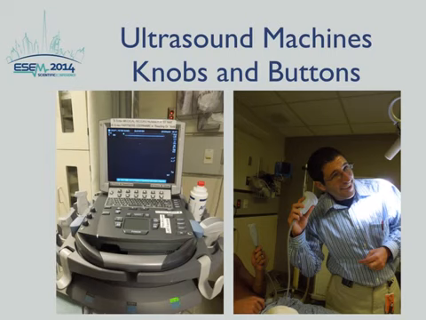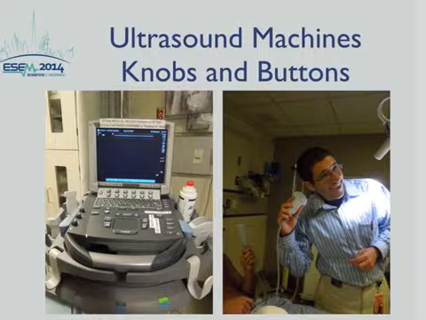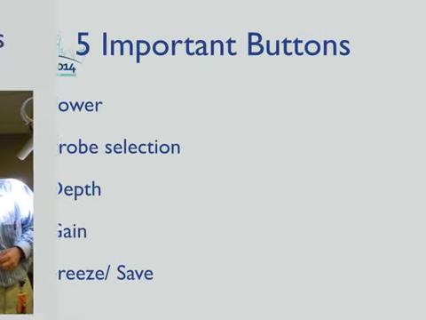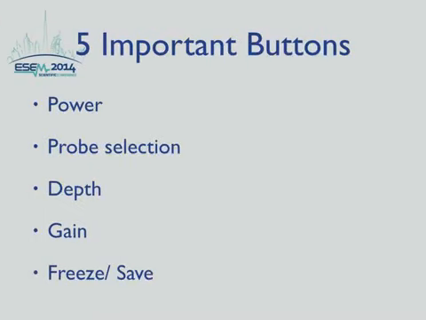In the next few slides, we will go through some basics of the ultrasound machine and go through very important knobs and buttons. One of my friends told me once that an ultrasound machine is exactly like a car. There are different types of cars, but they all have basic switches that are similar.